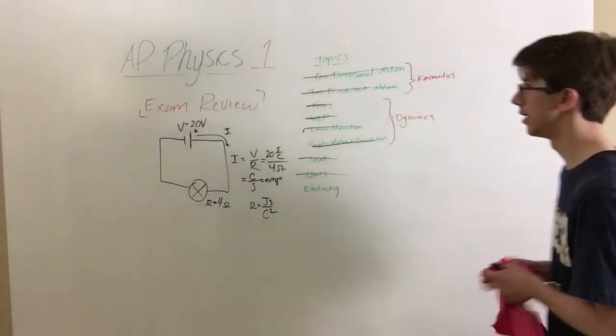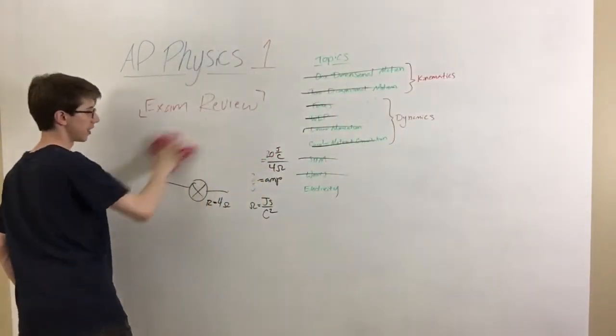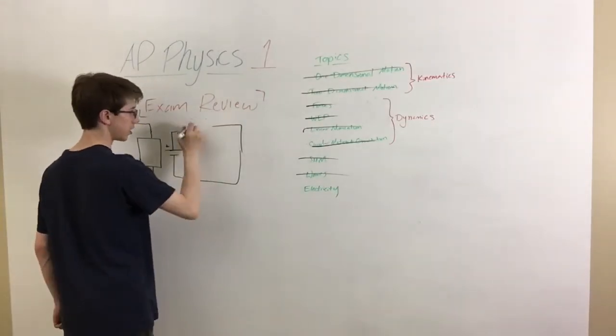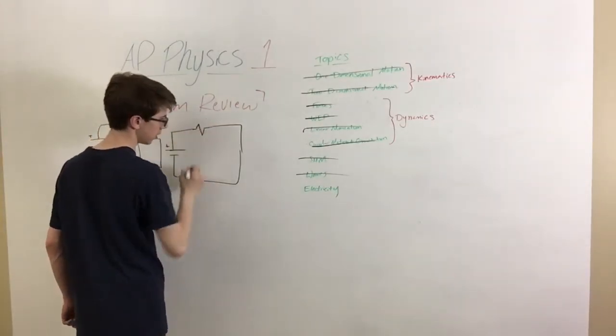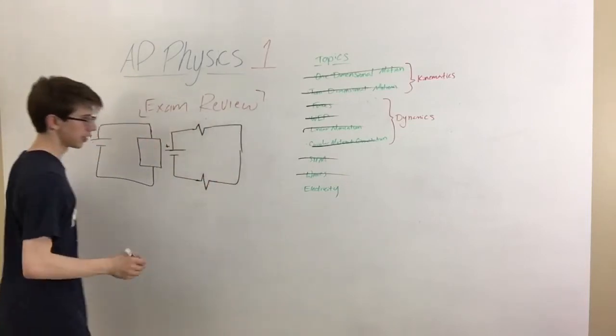And that is all those terms. Now let's talk about the different types of circuits. You have two different types of circuits. You have a series circuit, which has resistors in series. So it's like this.